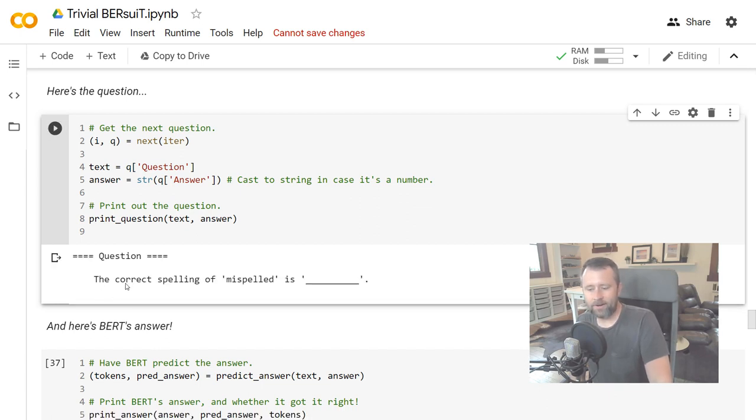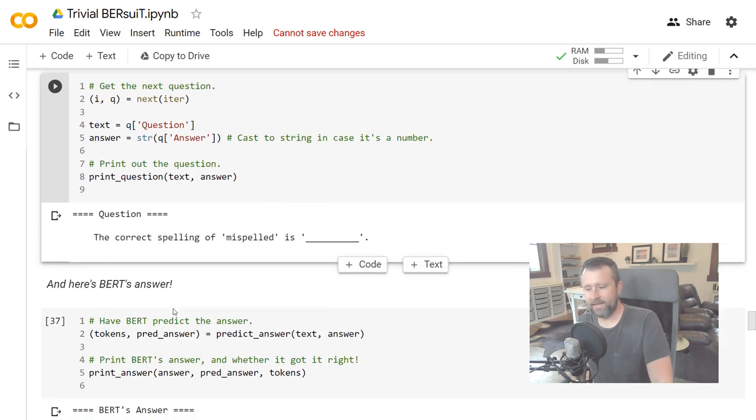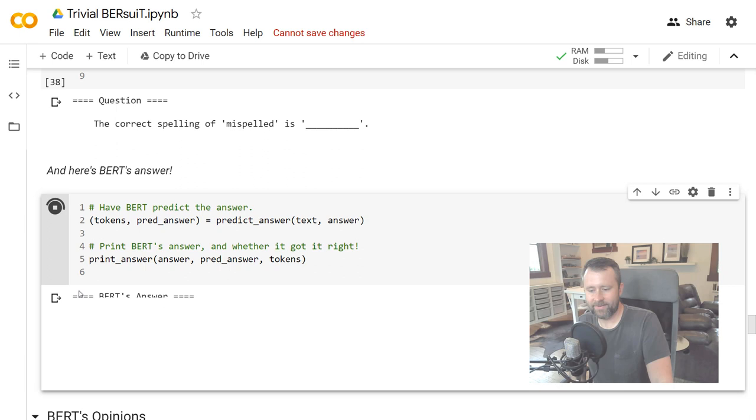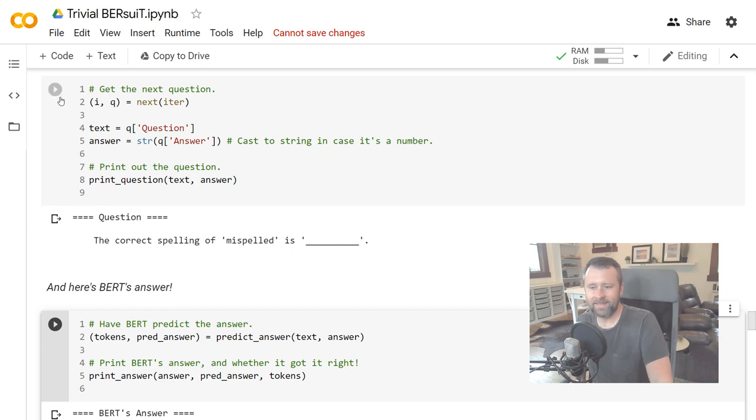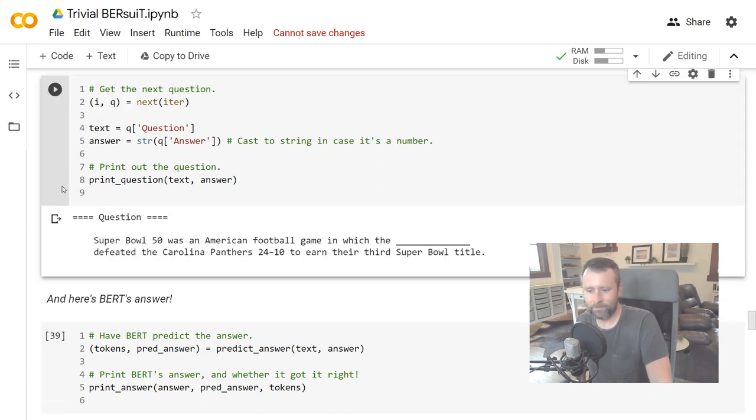Okay, how about a misspelled word? The correct spelling of misspelled is... It's interesting. So, you know, it got really close. It needed to predict these three tokens, right? Misspelled, and it missed the middle one, but it got the outer two. So pretty impressive, I think, even though it didn't quite get it right.